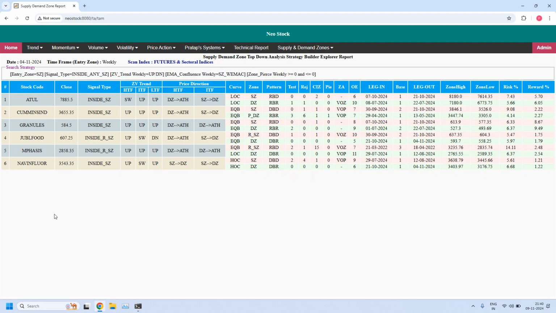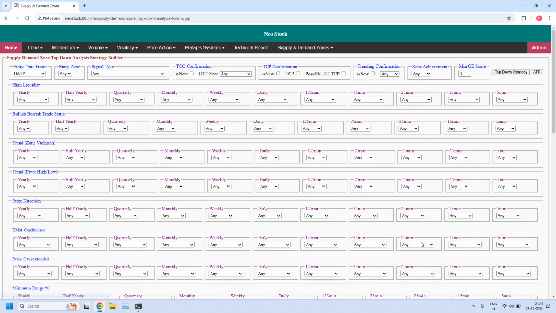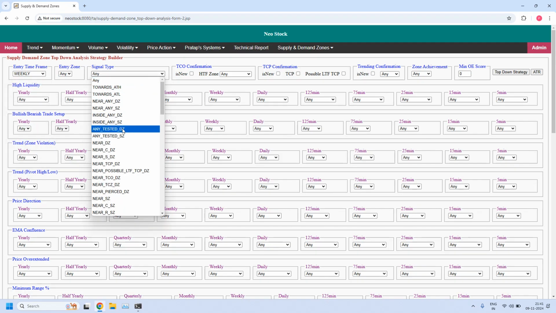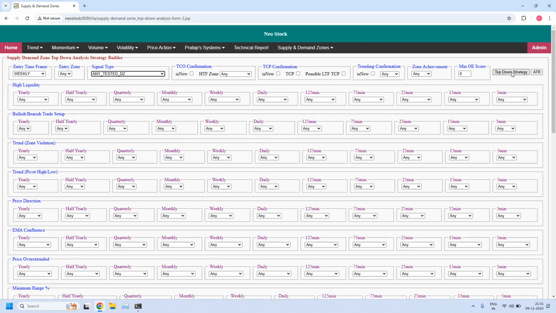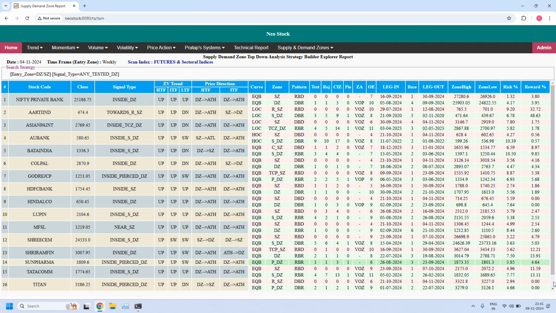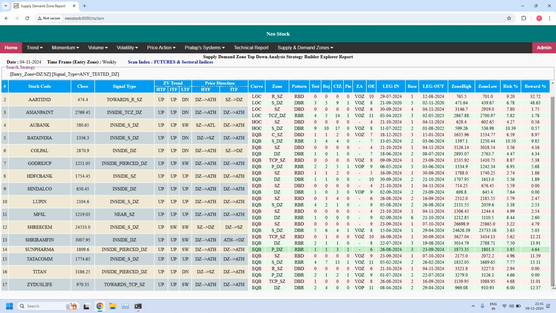Okay, next, because this is the end of the week, we will also identify newly created zones and tested zones. So weekly time frame, let us find the stocks that are tested during this week. These weekly demand zones are tested during this week. Total 17 stocks are filtered. These 17 stocks having weekly demand zones are tested.